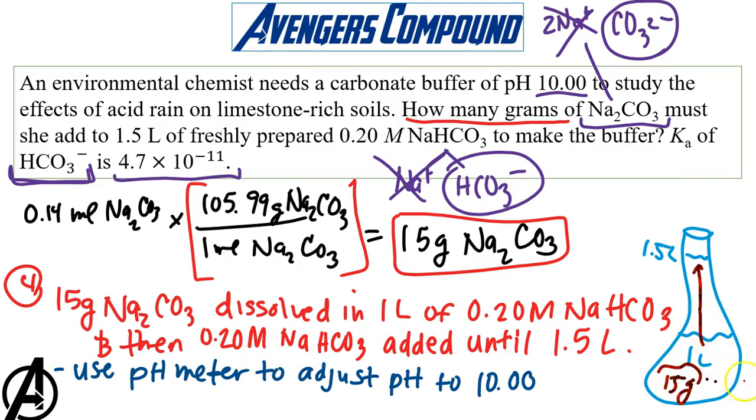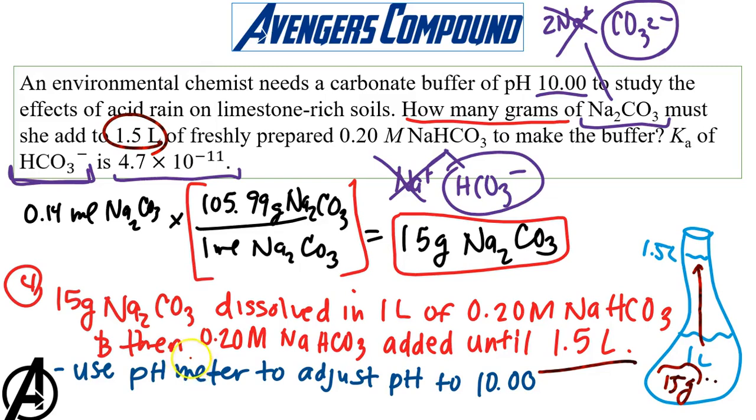We first get our solid and we dissolve it in whatever solvent we have. We dissolve it really, really well, and then we're going to go ahead and increase the volume until we hit that meniscus, say if we're using a volumetric flask. If you're not using a volumetric flask, up until you get to whatever volume you're looking for. And then after you get to that 1.5 liters, which is the amount of the buffer itself, then you just simply use a pH meter to adjust the pH to 10.00.